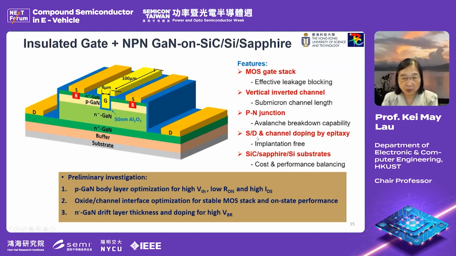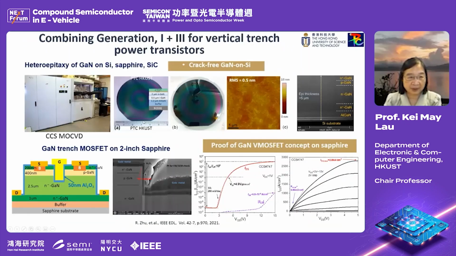The source, drain and channel doping is again controlled by epitaxy, so we don't need to use any implantation. We actually did a doping study of the body channel, and we find that we can control the drain current to a very large extent. You can grow this on silicon carbide, on sapphire, or on silicon substrate. We did some preliminary investigation of the P body, the oxide channel interface, and also the drift layer thickness.